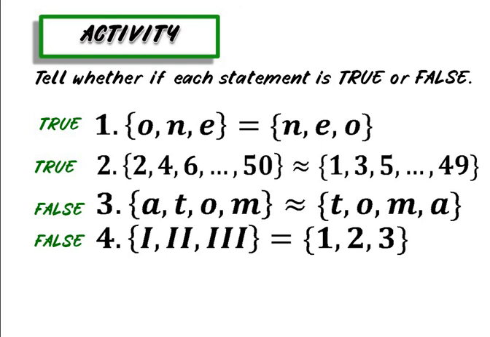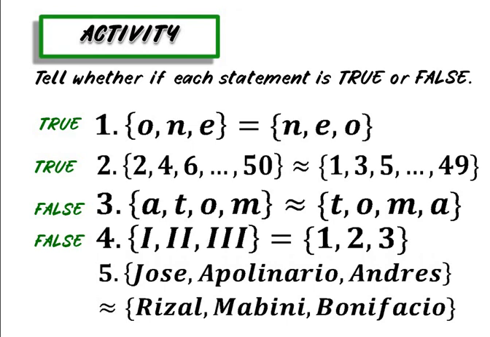Last but not the least, number 5, we have the set containing the names Jose, Apolinario, and Andres equivalent to the set containing the surnames Rizal, Mabini, and Bonifacio. Is this true or false? Good job! This is true because the two sets are not exactly the same, and they only have the same cardinality, therefore they are equivalent.